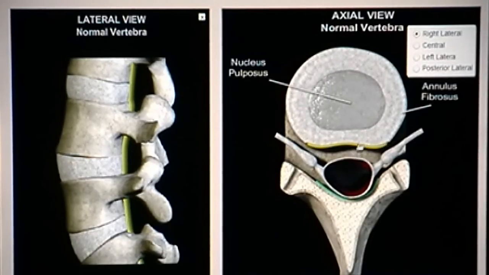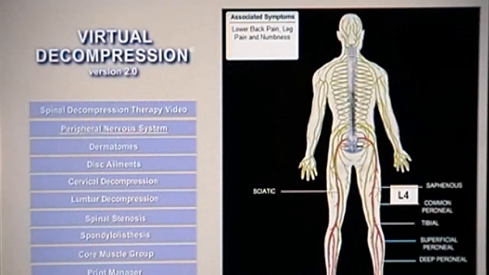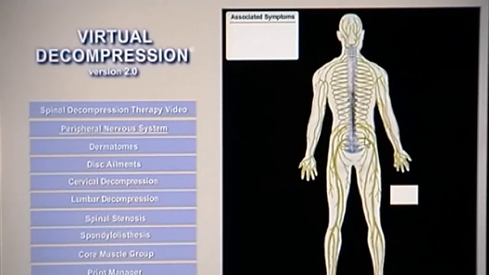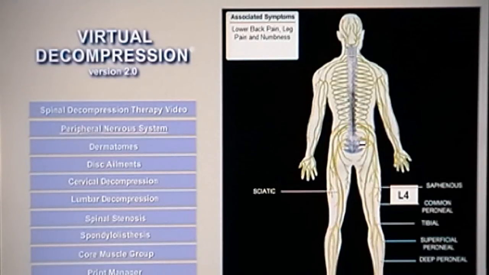The more the fibers of the outer wall tear, the larger the disc bulge becomes. This bubble, or bulge, will then put pressure against the nerve roots coming off the spine, and most often cause pain, numbness, or tingling in either the back, the legs, or both.